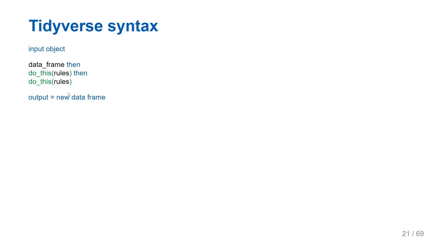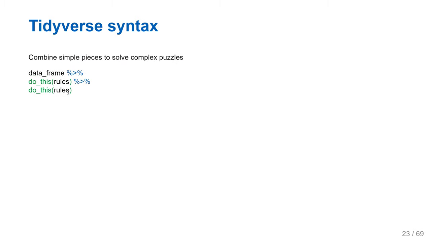The tidyverse syntax is pretty easy to understand. In my opinion, it's very beginner friendly. So essentially we're saying that there's a data frame and then we do something with specific rules and then we do another thing with specific rules. And the output is a new data frame, which is a cleaner data frame or a data frame that contains a new column with a new proportion value or a new mean value or something like that. And we can combine simple pieces to solve complex puzzles by doing this.